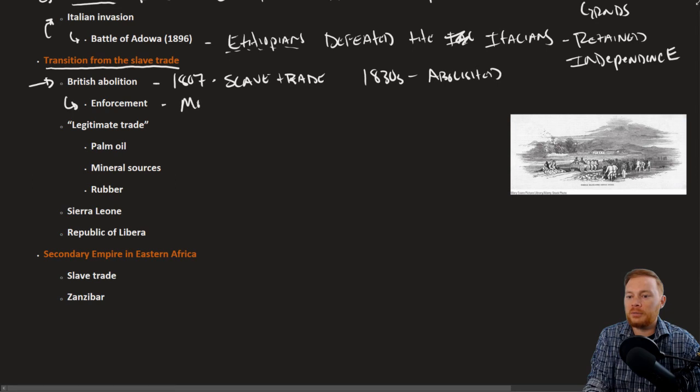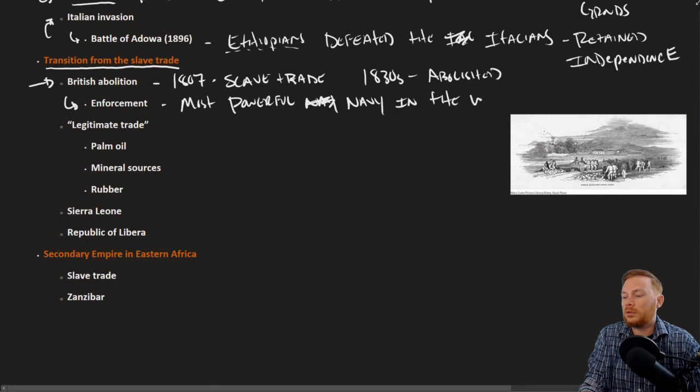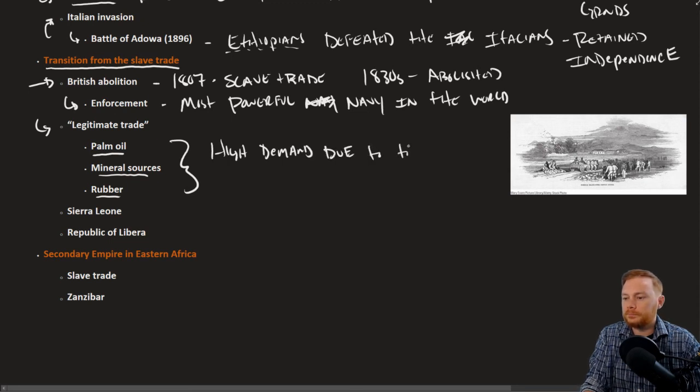Because at the time, Britain had the most powerful navy in the world. And because they actually had the guns to kind of back it up, there was a dramatic decline in the slave trade, at least in the Western slave trade in the Atlantic. The slave trade was replaced by legitimate trade. Palm oil, mineral sources, rubber, all of these were in high demand due to the Industrial Revolution.